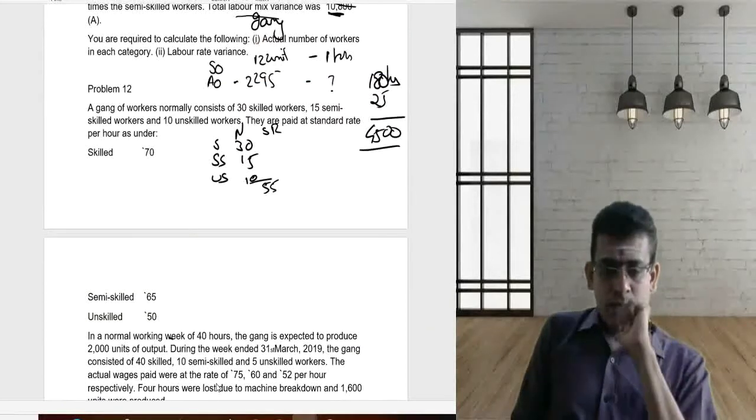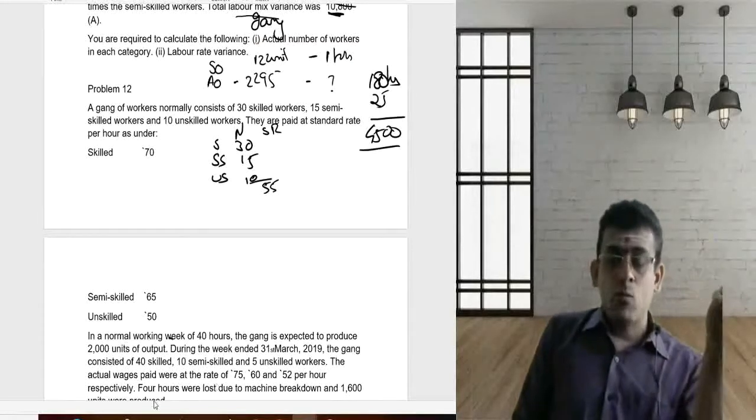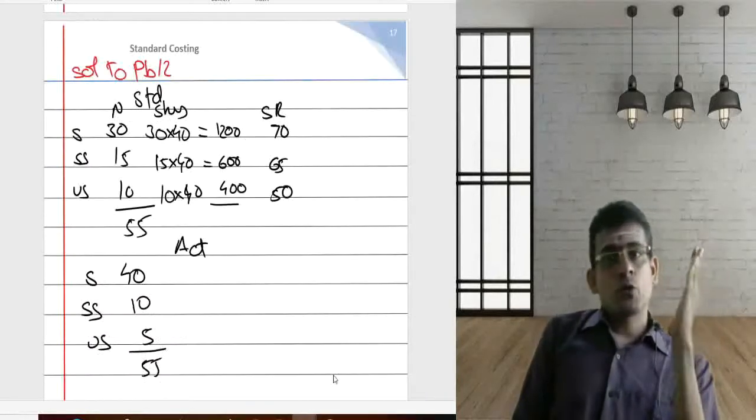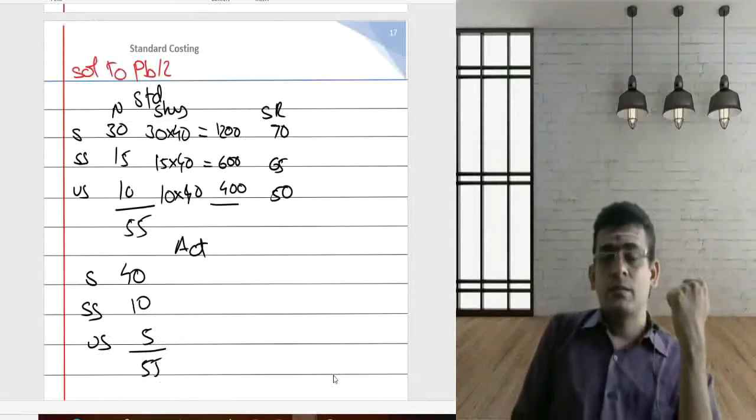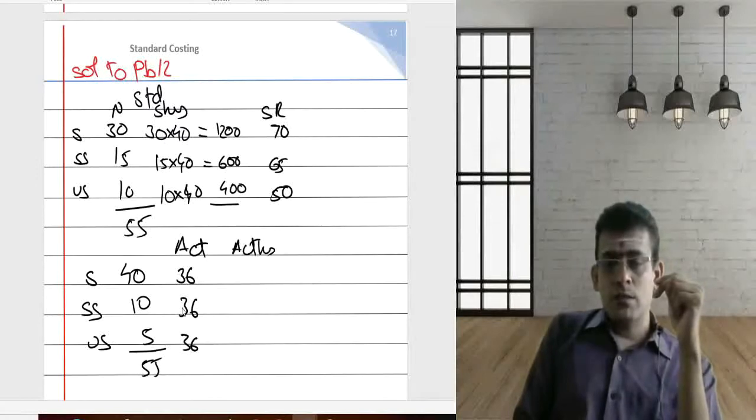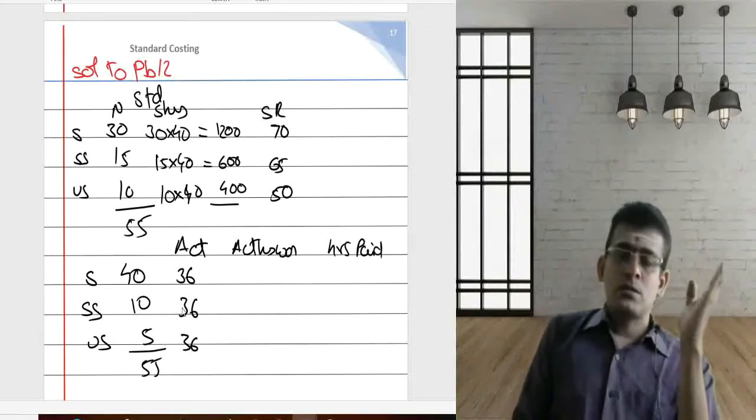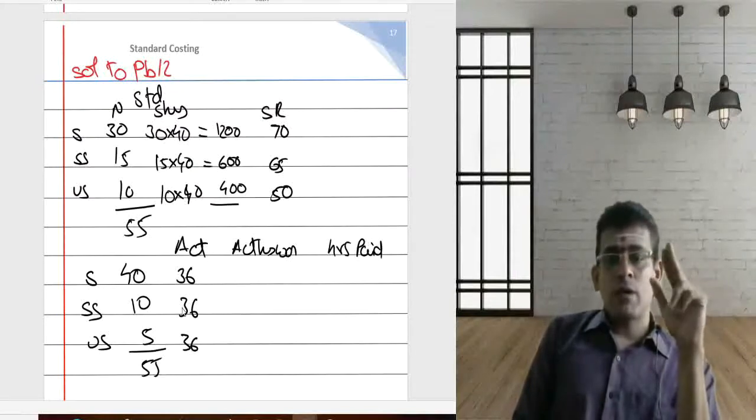Now let us try to understand what is happening. The weekly wages paid were 75 rupees, 60 rupees and 50 rupees. That is the number of actual wages. And what is mentioned? 4 hours were lost due to machine breakdown. That means you are supposed to work for 40 hours a week, but you are not working for 4 hours. So hours worked: 36, 36, 36. Now I need to have 2 columns: actual hours worked and actual hours paid, because actual hours paid will be for the total 40, but efficiency will be calculated only for your actual hours worked.